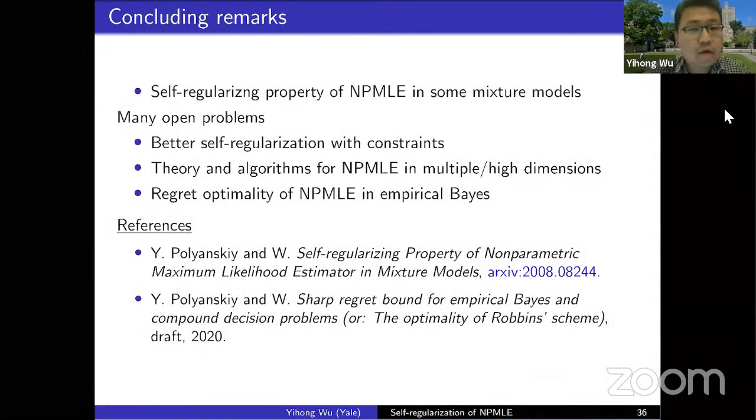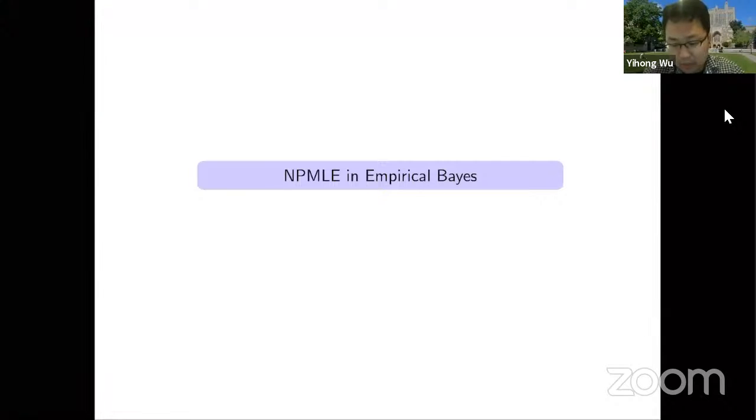So the conclusion is that this work showed some surprising self-regularizing property of this hugely over-parameterized maximum likelihood, despite the absence of any penalty. So this happened in some mixture models. For instance, the most prominent example is Gaussian mixtures. But also there are some limitations.